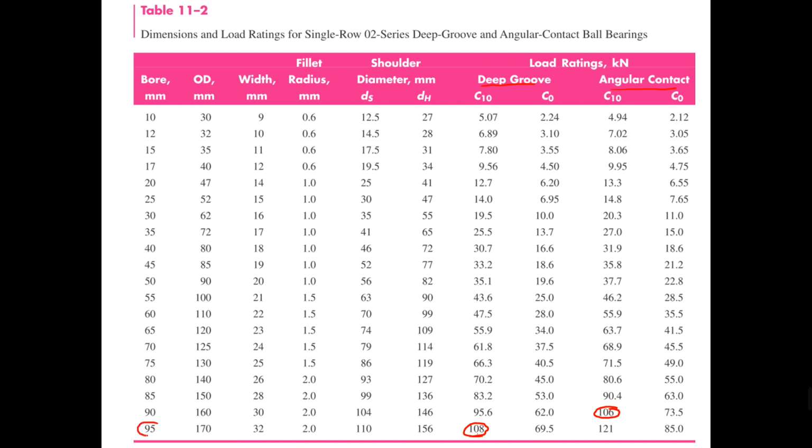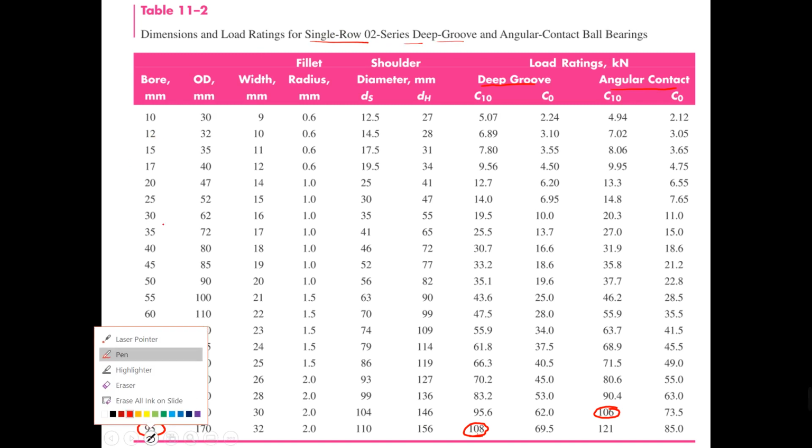So we can select a bearing of 95 mm bore. So what is our final bearing? Our final bearing is a single row 02 series deep groove 95 mm bore bearing. So this will be the final selection. That is the process of selecting a bearing.